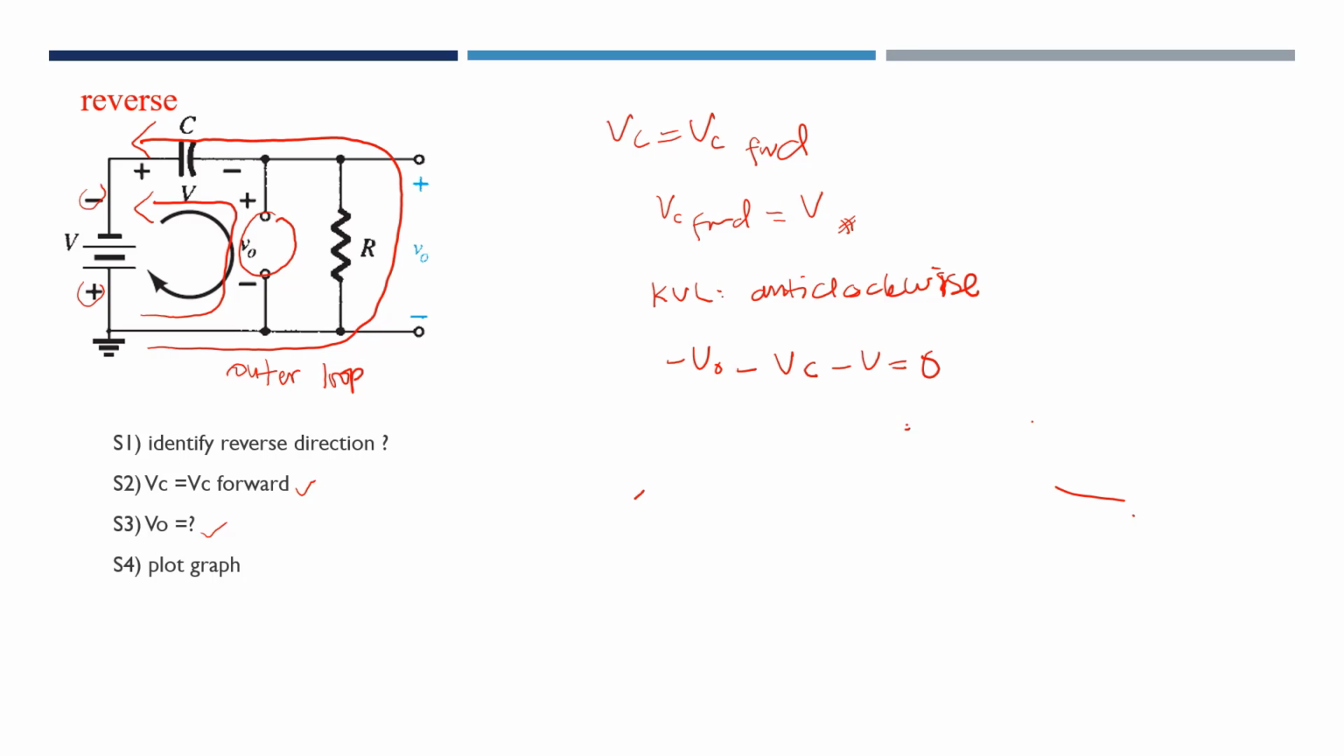Let's do the calculation. We replace the value. We know that VC forward or VC is equal to V, so we can replace this VC with V. So negative V out minus V equal to 0. And next, we can get negative 2V is equal to the V out. So meaning that our V out is equal to negative 2V.